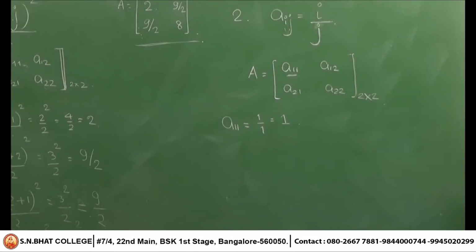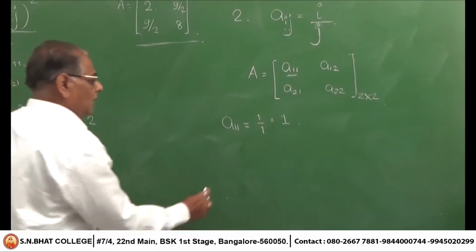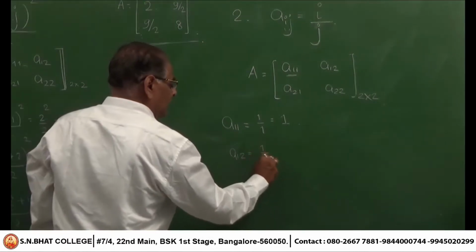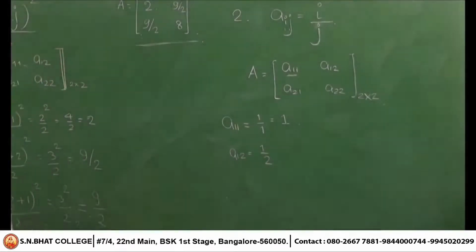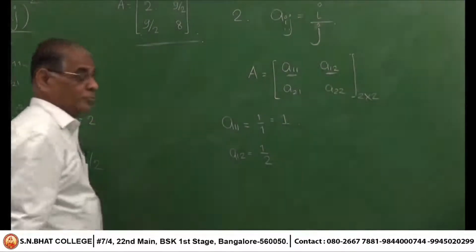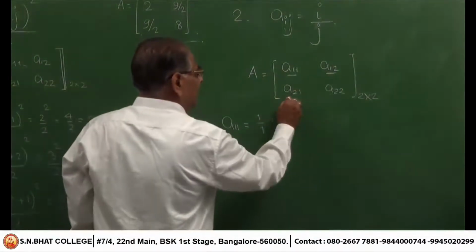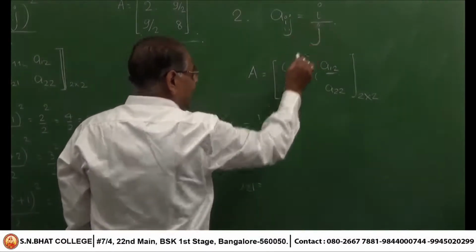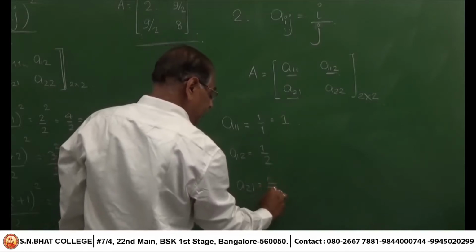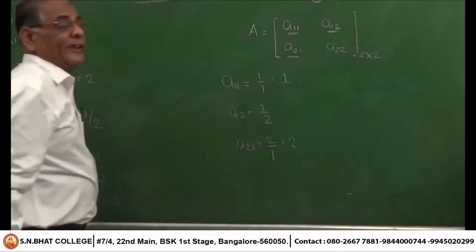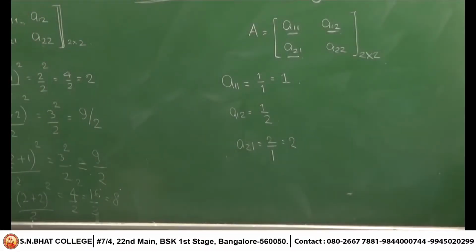That is nothing but 1. Second element is A12. i is 1, j is 2. A12 is 1 by 2. I calculated A12. Next, the third element is A21. i is 2, j is 1. It is nothing but 2. Aij is given here. i is 2, j is 1. 2 by 1 is 2.